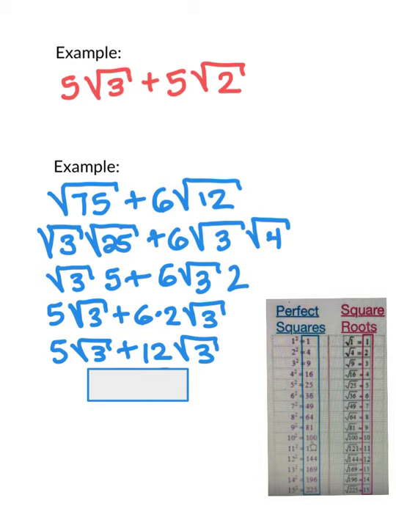Now let's look at them and say, can I add them together? I have a 3 underneath the square root sign, and I have a 3 underneath the square root sign. I can add these together. So we're going to say 5 plus 12. Well, what is that? 5 plus 12 is 17. The square root of 3 still stays there. So this is our final answer of 17 square roots of 3.